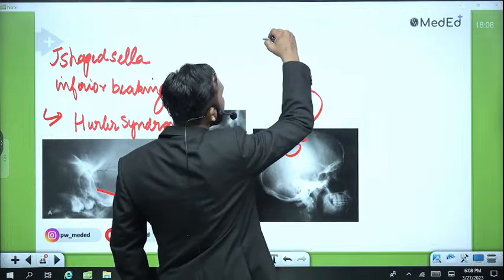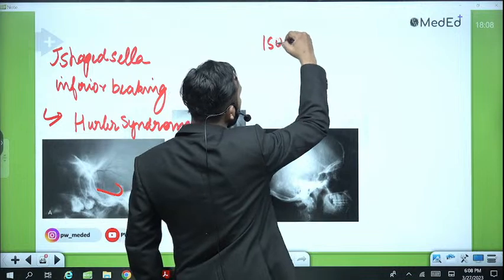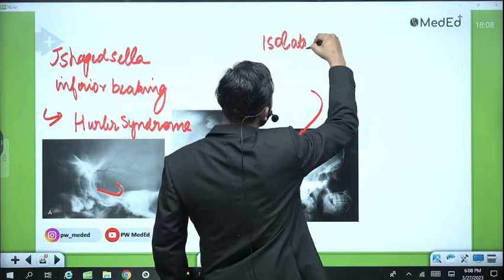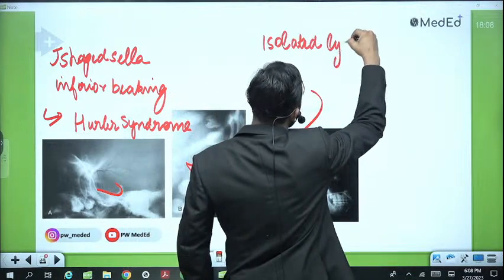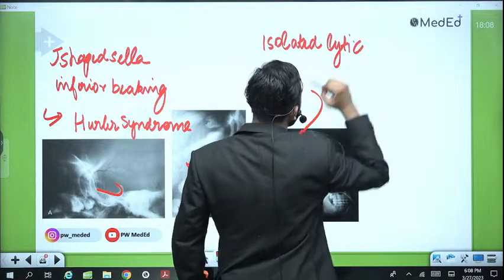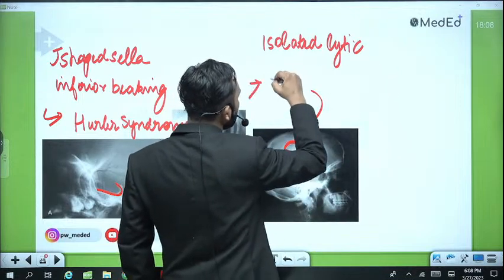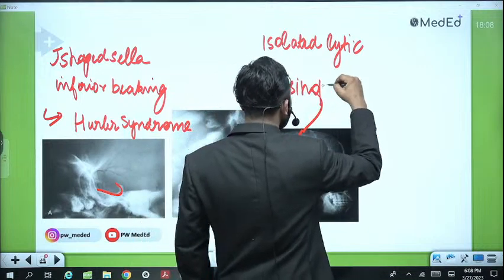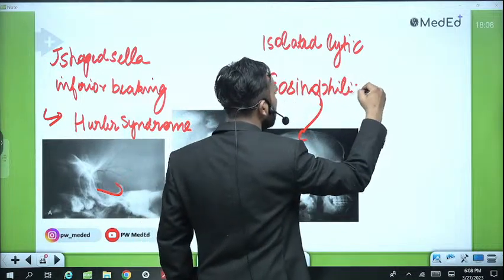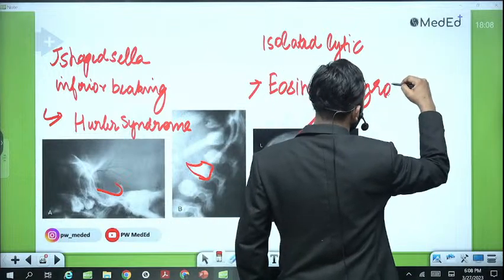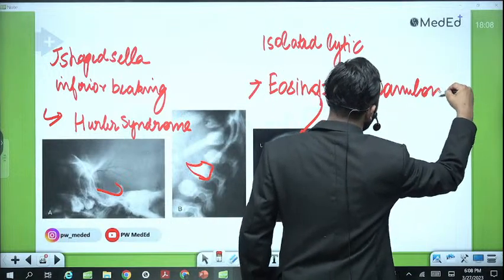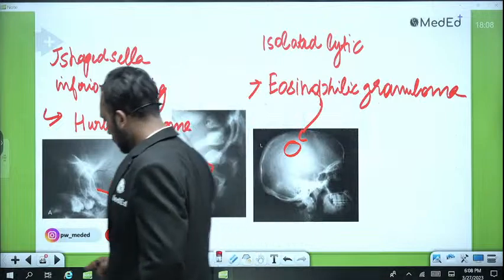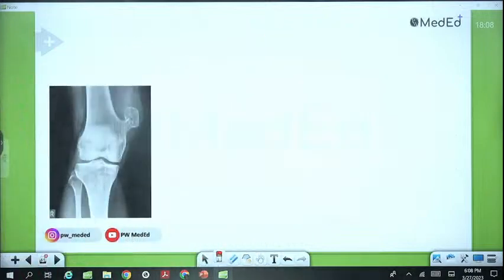This is a patient showing you an isolated lytic lesion in the skull. Okay, so this is seen in a patient with eosinophilic granuloma, isolated lytic lesion in the skull.